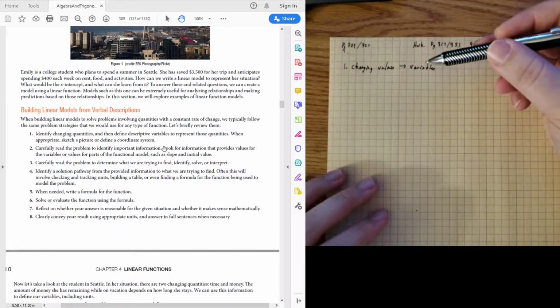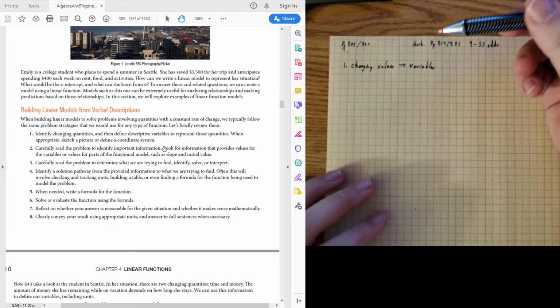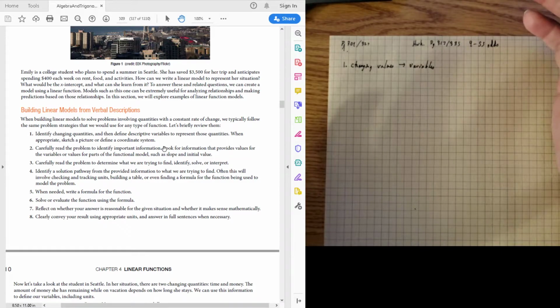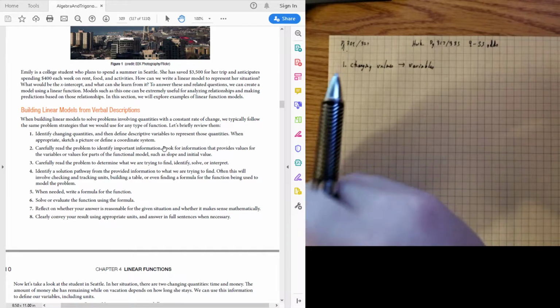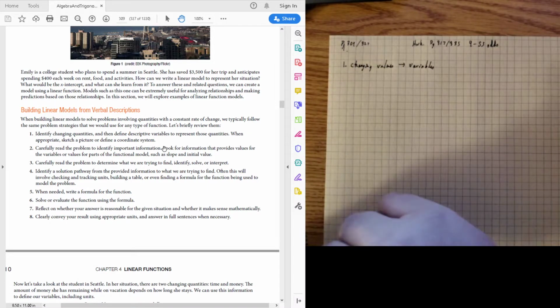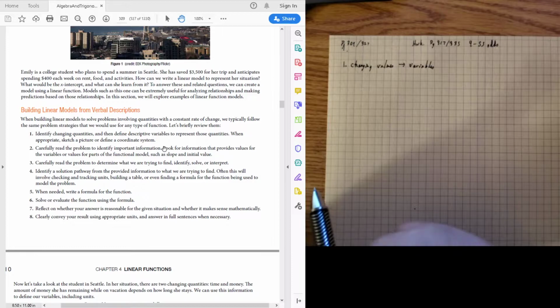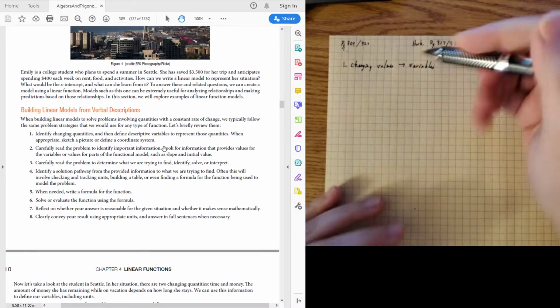Oftentimes, they'll throw a bunch of what I like to call word salad. It's where they shove a paragraph of text in front of you and say, make an equation. You've got to be able to sift through those words and be like, okay, which of these are actually changing? What's going on here? And how do those eventually become variables?